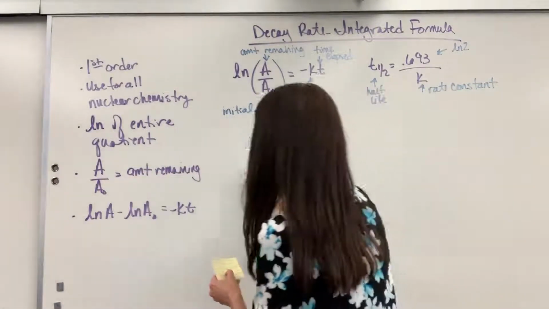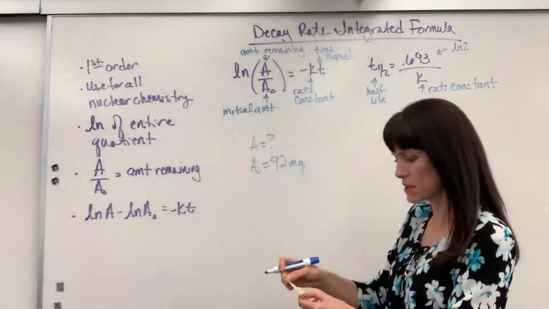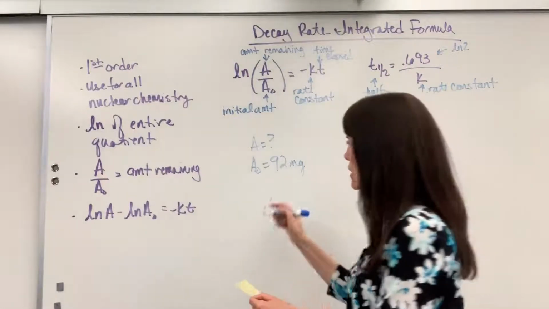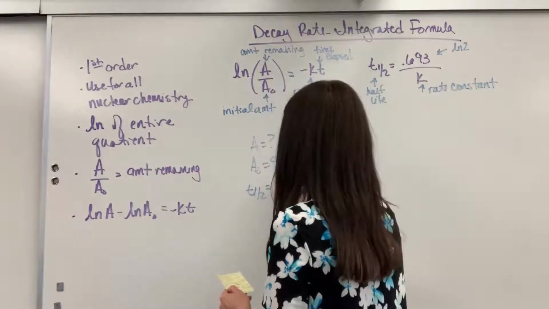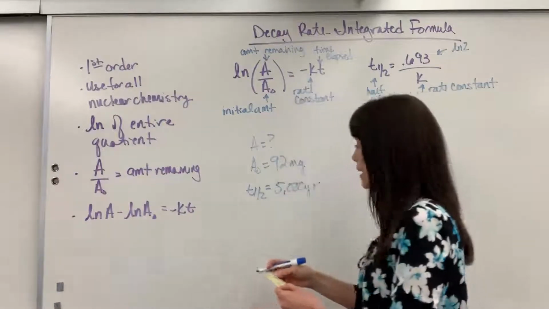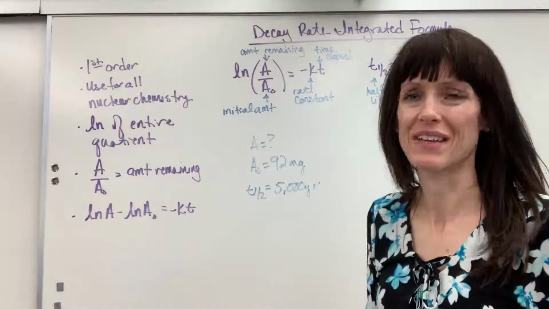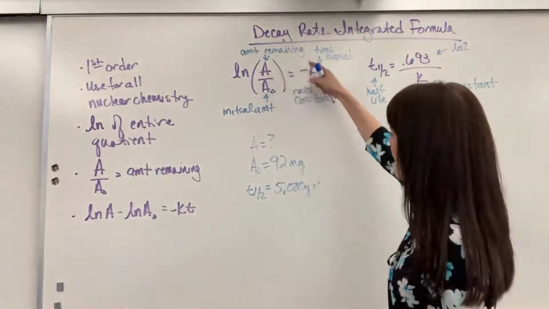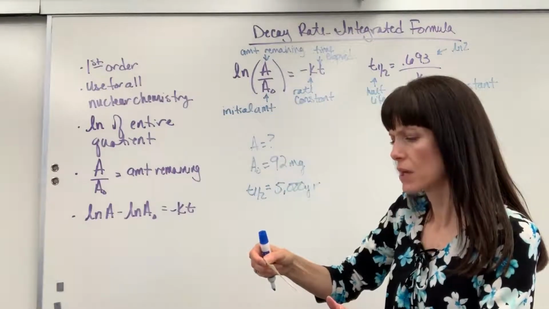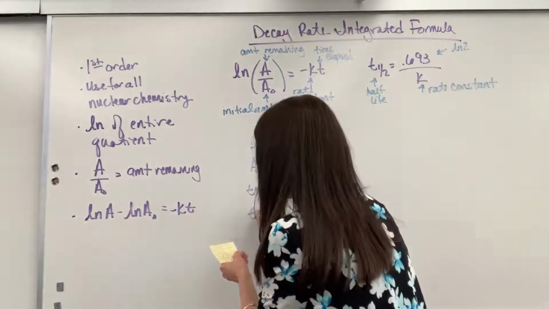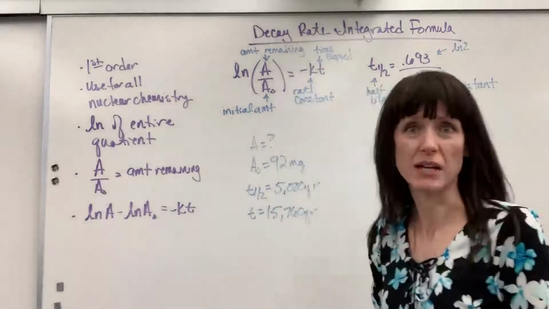Our initial amount, let's say, is 92 milligrams of a radioactive substance. Let's say that our half-life is 5,000 years. So from here, we want to find the amount remaining, and that's all we're given. Well, if I want to find this A, oh, sorry, there was one more piece of information, and that was the time elapsed. Here it is. The time elapsed is 15,760 years. Wow, a long time, 15,000 years.